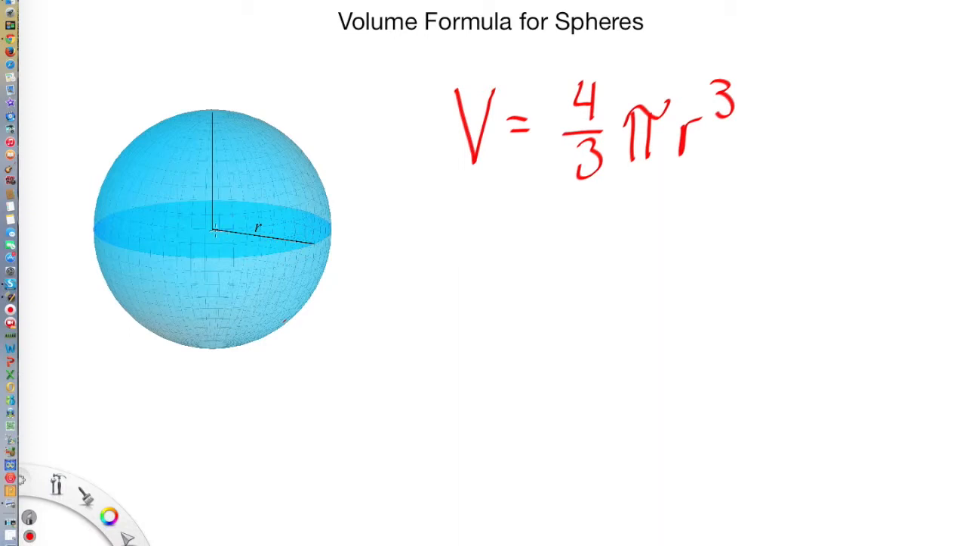We're using the radius kind of as the base and height of our two-dimensional circle, and then also that third dimension which causes it to pop out. So all we need is the radius of a sphere or a ball, and we can find its volume using this formula. Now let's give it a try.